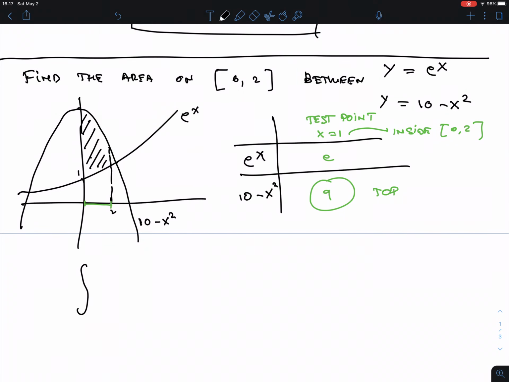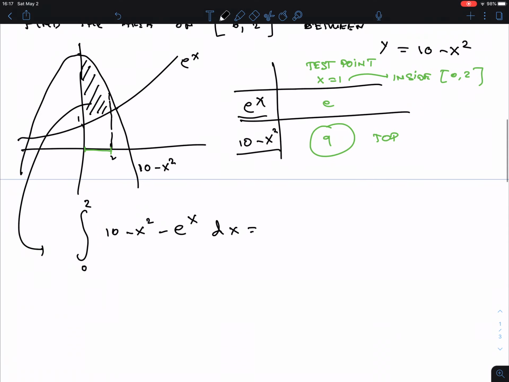So this integral, this area, is equal to, well, the endpoints are given, 0, 2. The top one is this guy, so 10 minus x squared. We subtract the bottom guy, minus e^x. It's subtracting, right? dx. And now it becomes the integration. So this is an easy integral, but you could have more complicated integrals. But let's do this one quickly.